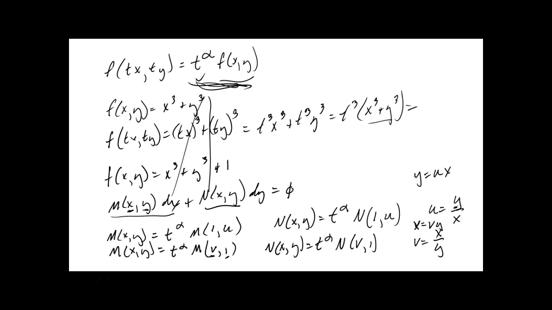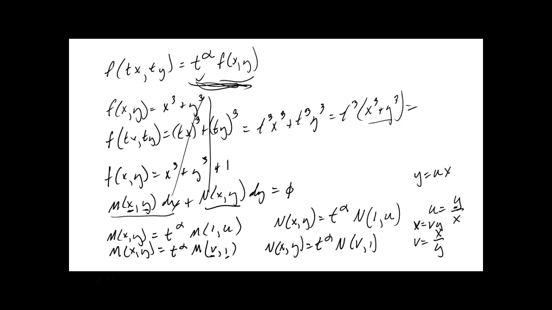Well, here is where they come up with their what ifs now. Let's imagine that this m of x, y and n of x, y are both homogeneous with the same degree. So every term of the m and every term of the n, the sum of your exponents of your x's and y's are the same in every one.